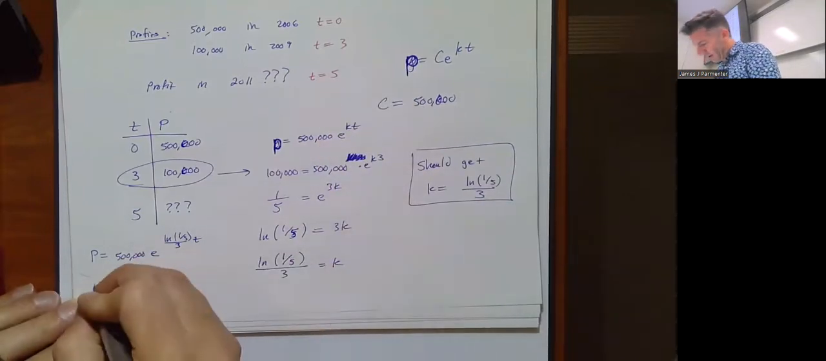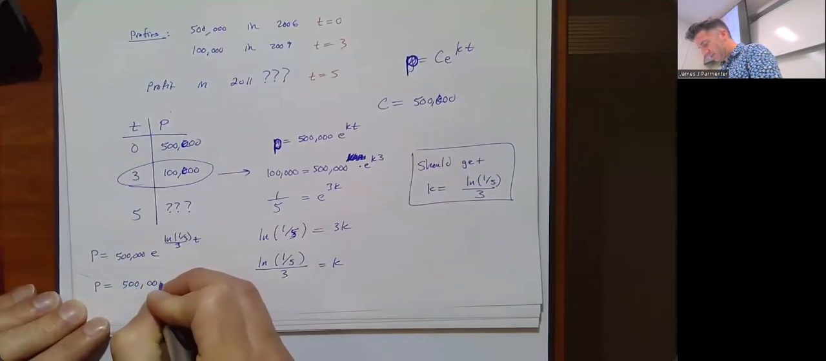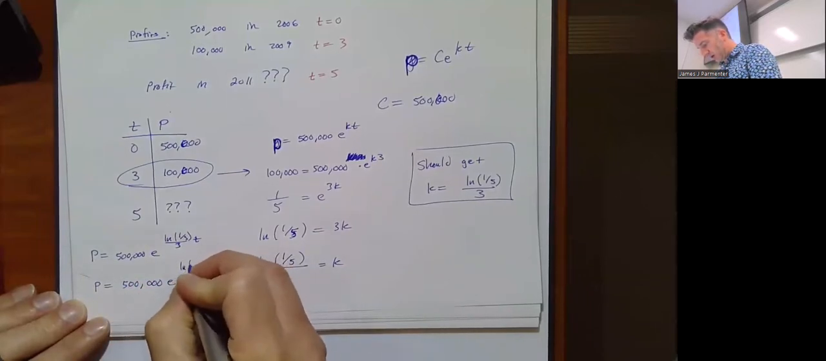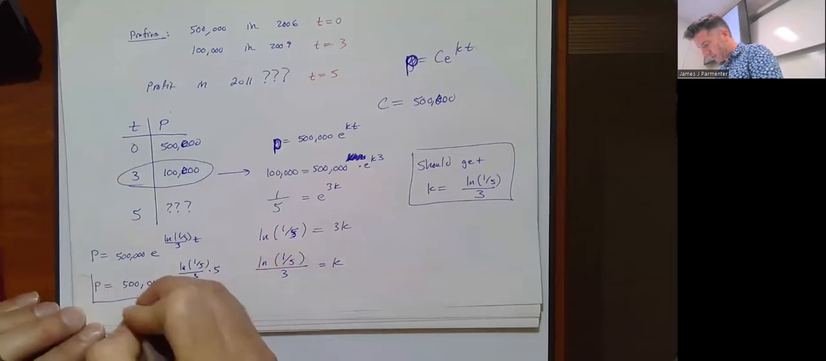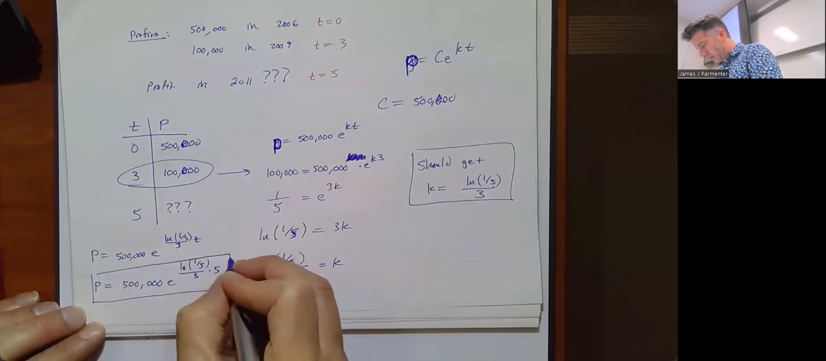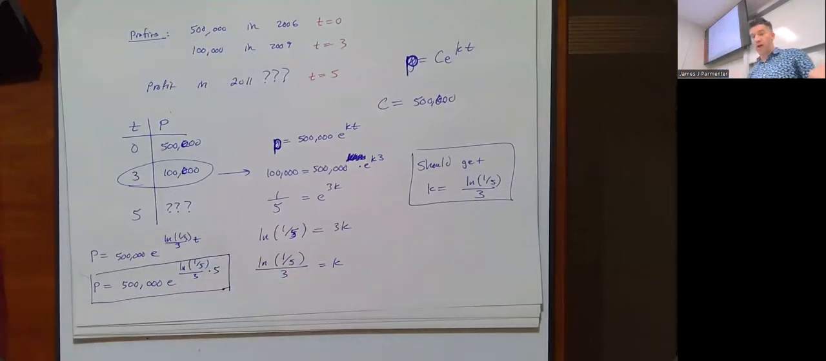We're going to plug in time equal to 5 to find out what it is. So it's going to be 500,000 e to the natural log of 1/5 over 3 times 5. And that is how much profit we'll expect to get in the year 2011, whatever that number happens to be.